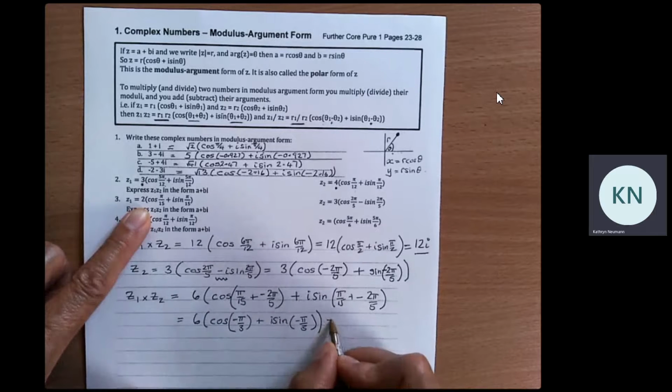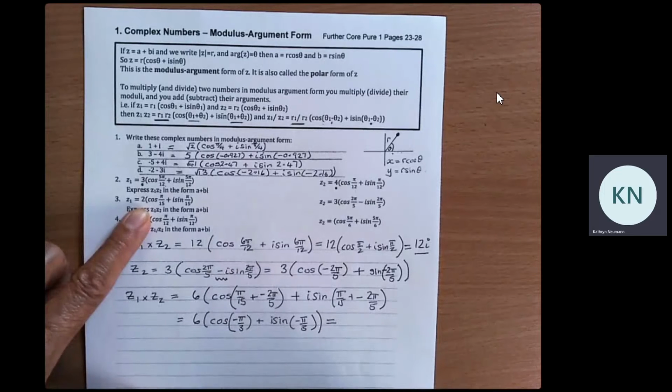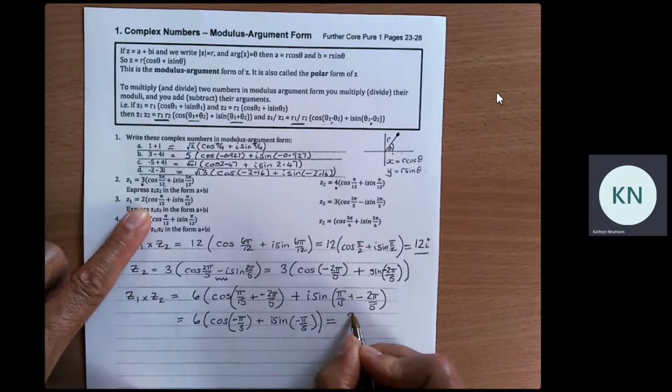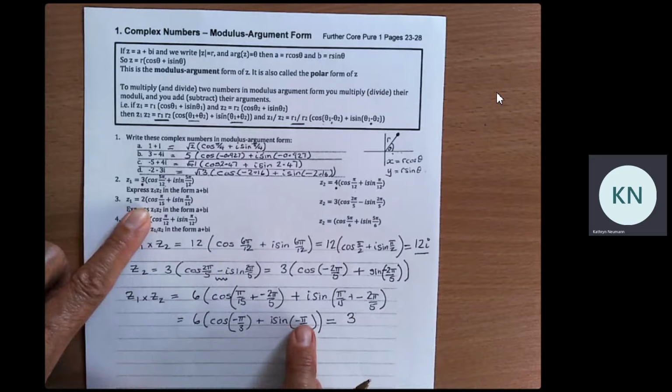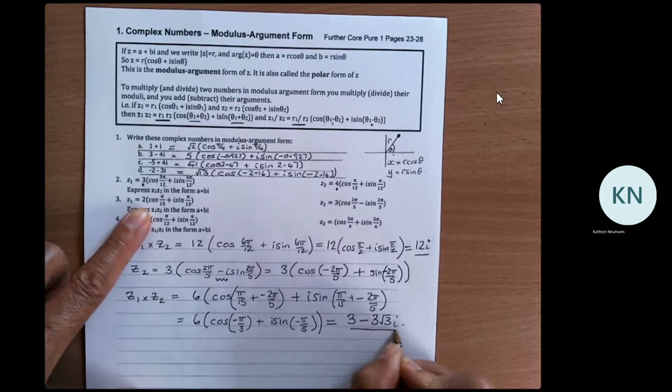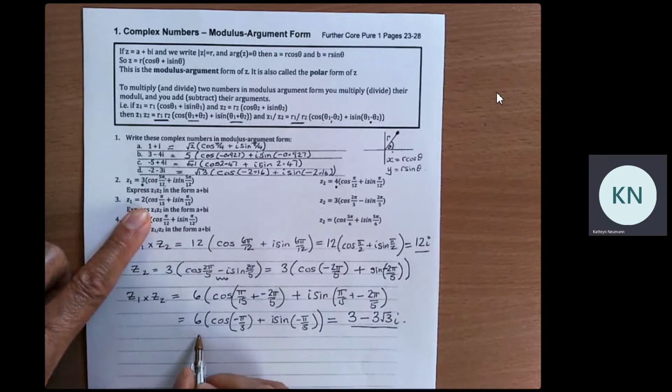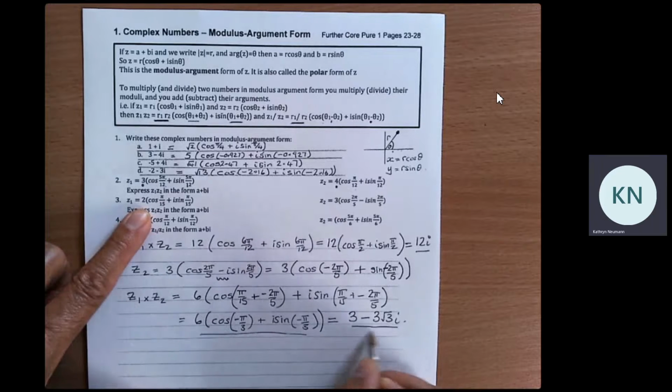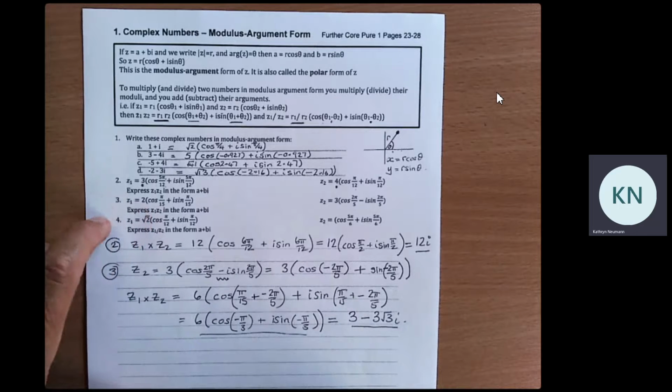Bracket. And if I wanted to write that back in a plus bi form, then I would use the fact that cos of minus pi by 3 is equal to a half. So 6 multiplied by a half is going to be 3. And the sine of minus pi by 3 is minus root 3 over 2. So multiply that by 6 and I get minus 3 root 3 i. So either form, modulus argument form or x plus iy form, either form is fine. You need to look at the question and see what you're asked for.